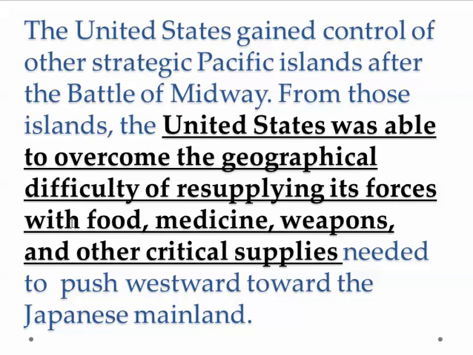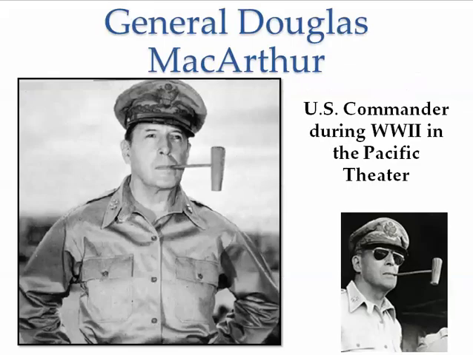So it's this geographic difficulty that was overcome by defeating Midway and getting the Japanese out of the way and then taking those other strategic areas. Now the United States could resupply all the way across the Pacific, all the way to Japan, and give its troops the food and medicine supplies they needed. And the leader there was General Douglas MacArthur, and he's the guy with the corncob pipe and the cool sunglasses there. He's the U.S. commander in World War II in the Pacific Theater.